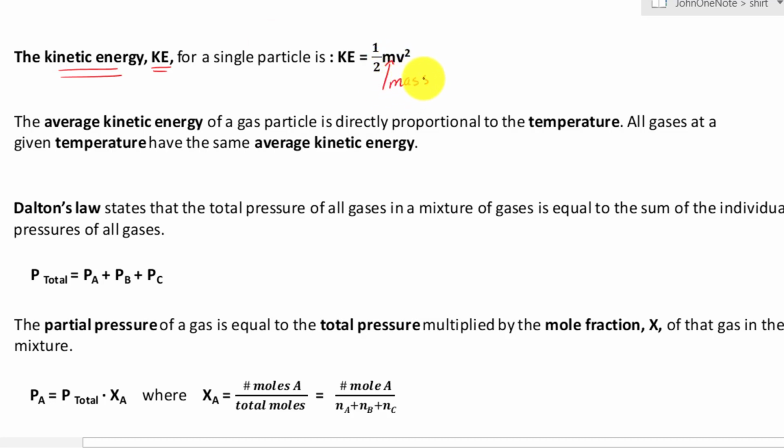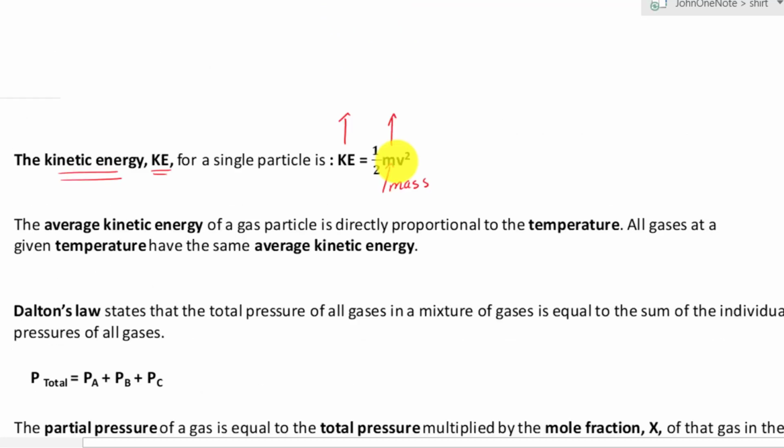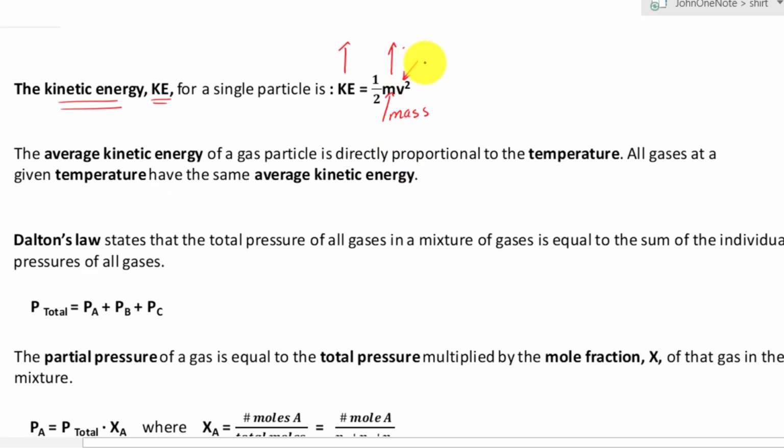Now, mass is represented by m. If you notice, m is directly proportional to the kinetic energy. If we increase m, guess what happens to the kinetic energy? It also increases. And then we have v. V is your velocity. Think of velocity as the speed or the molecular speed of the particle. And the same thing, if you increase v, guess what happens to the kinetic energy? It also increases.